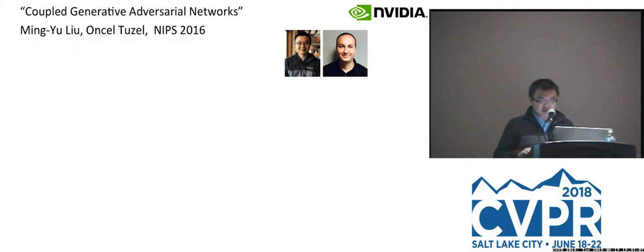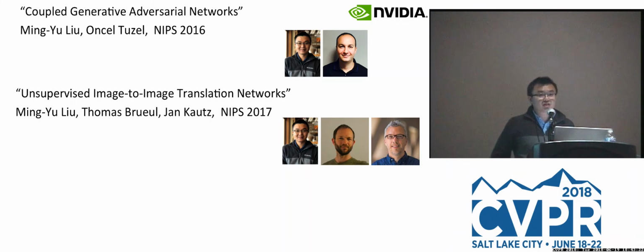So I've been working on this problem for some time. Earlier, I was working on the coupled generative adversarial network, where we try to learn a joint distribution by using samples from the marginal distributions. And later, we extended to unsupervised image-to-image translation, basically building a link between input domain A images and corresponding output domain B images.